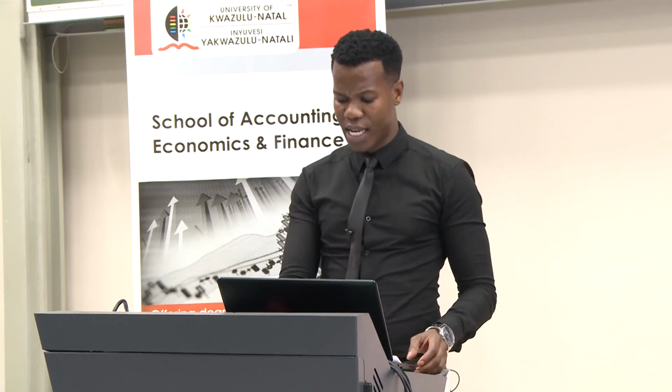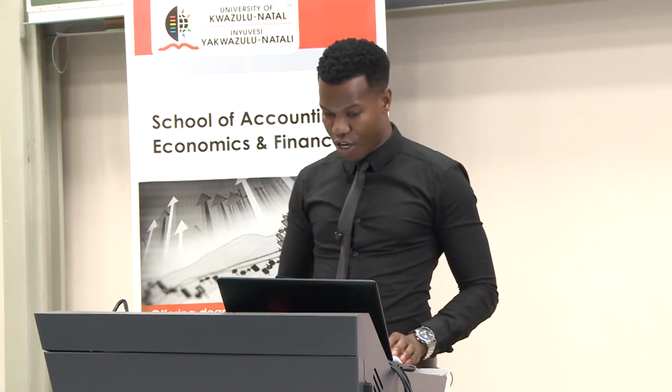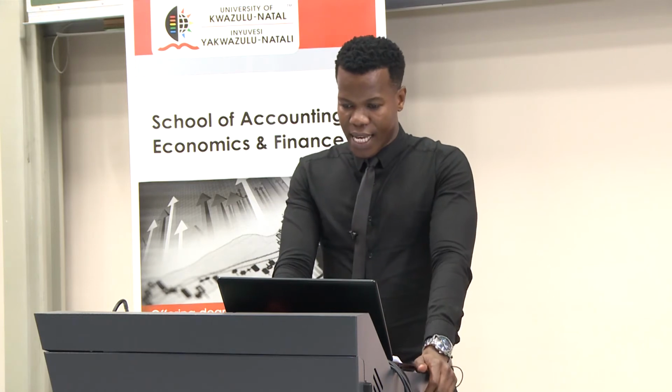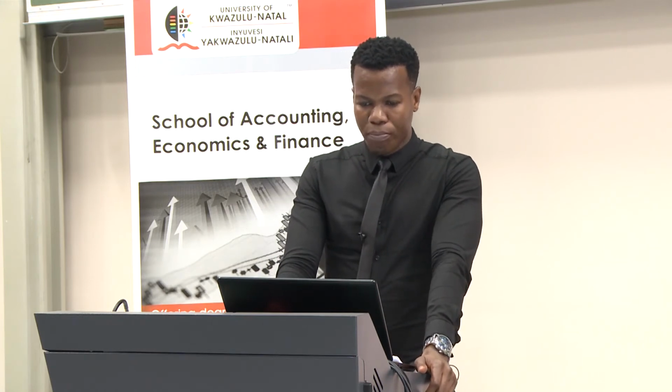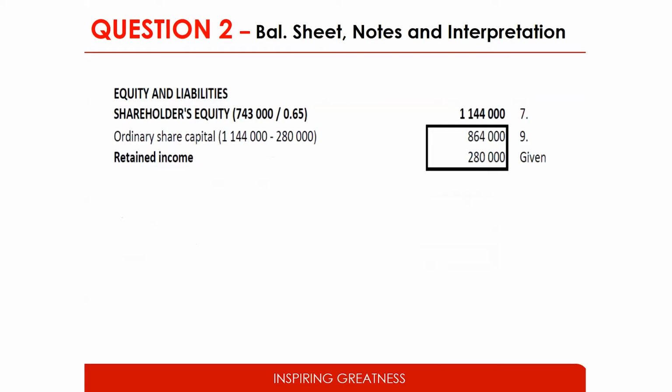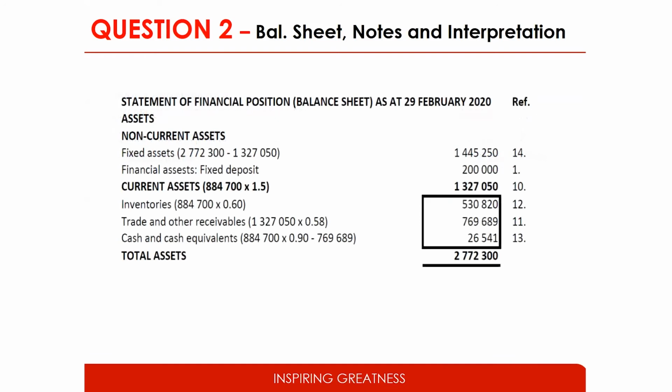The next one we're going to look at is your ordinary share capital. It means you are able to calculate your ordinary share capital because you've got your shareholders' equity and you've got your retained earnings. Deduct the two, or rather the difference between the two gives you your ordinary share capital. And then we move to number 10.